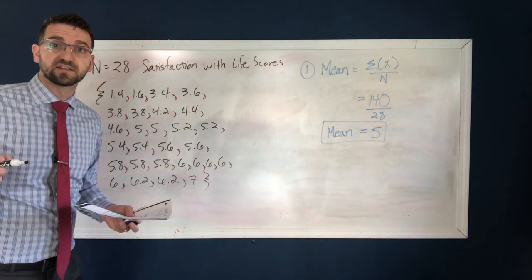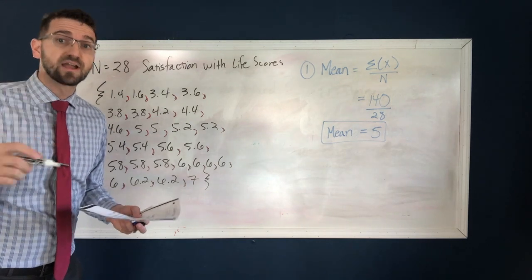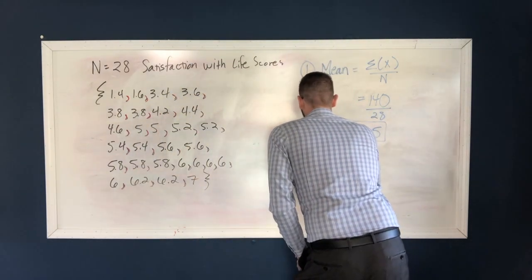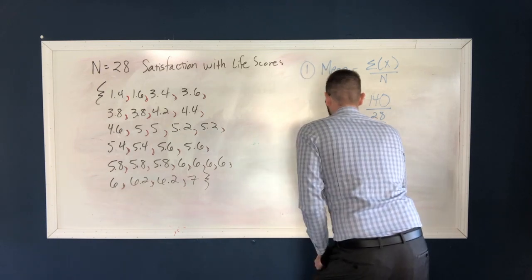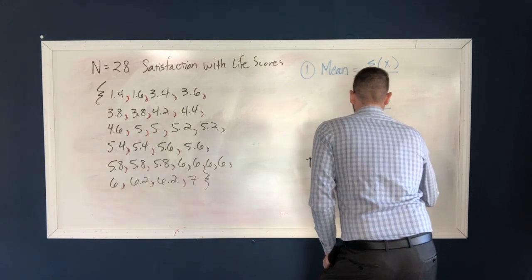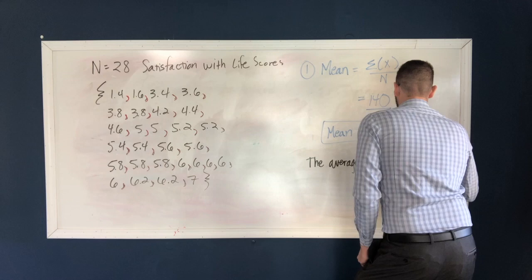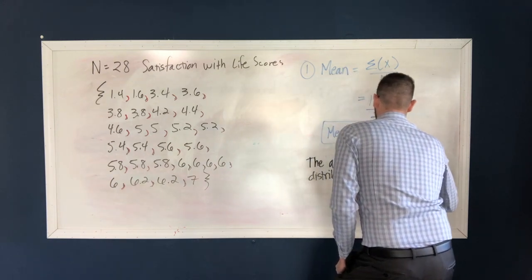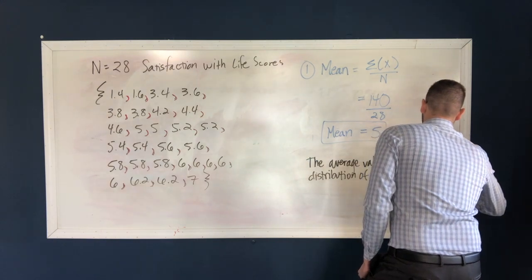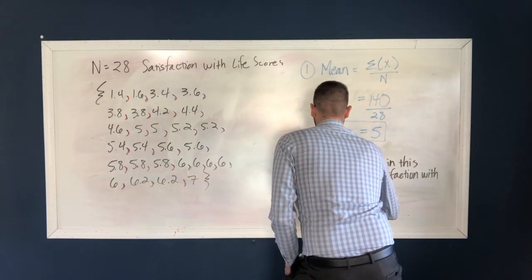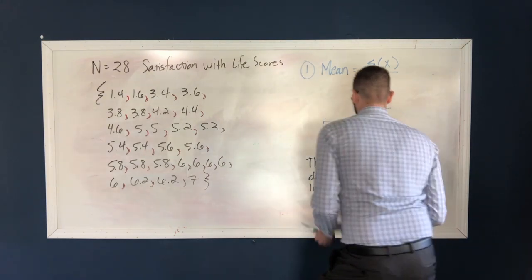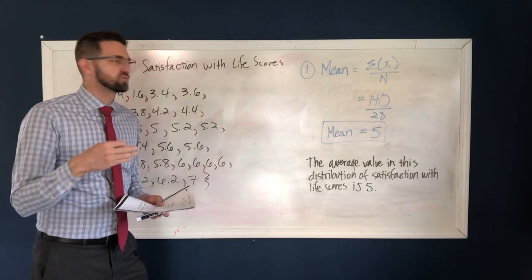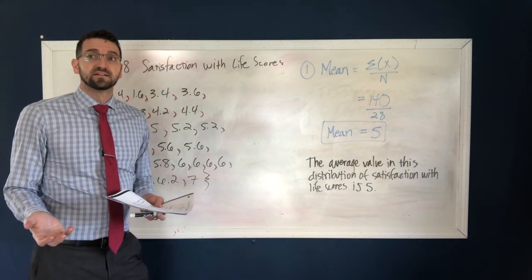Let me write a formal interpretation. On your exam, I'm going to require you to write formal interpretations for everything. Something like this: the average value in this distribution of satisfaction with life scores is 5. Okay?